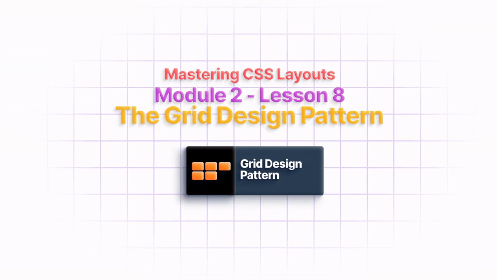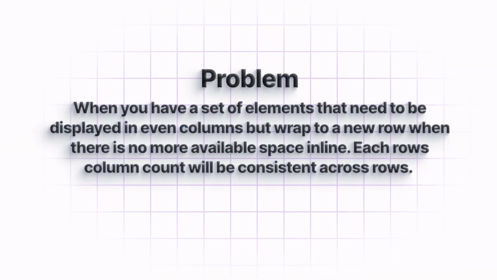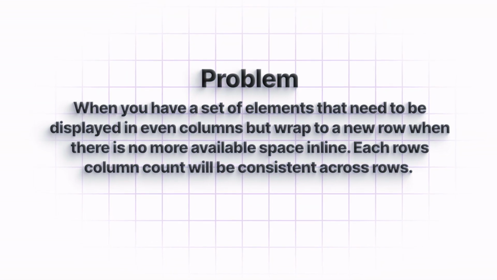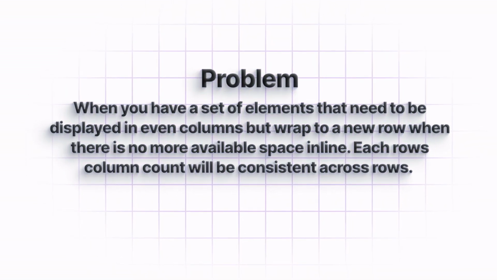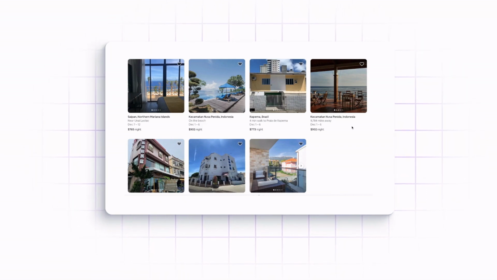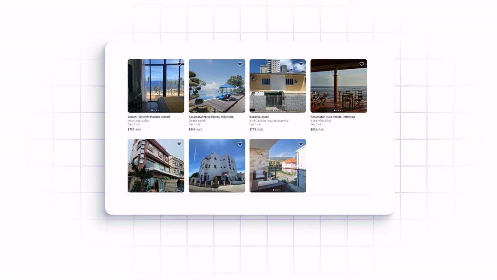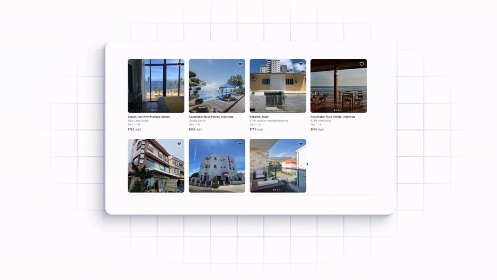We're going to talk about our final design pattern in this lesson, and that's called the grid design pattern. Now, the grid design pattern is when you have a set of elements that need to be displayed in even columns and then wrapped to a new row when there's no more available space. Now, unlike the column drop component, we want that column count to be consistent across rows. If this was the column drop component, we would have 2 columns of equal amount. But in this case, we have 3 columns still, but because we only have 2 elements, this third column remains empty. So I found this in the wild. This is an example of the grid pattern in use. We have equal columns, but because we don't have enough items for this final column, it will remain empty.